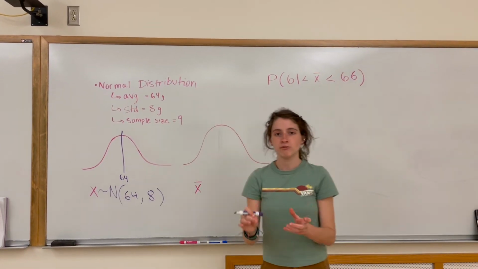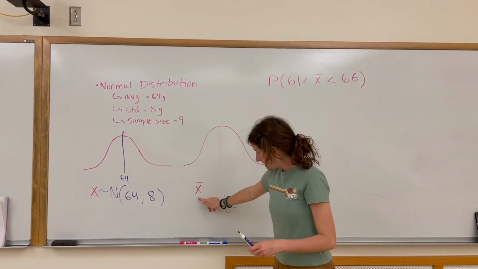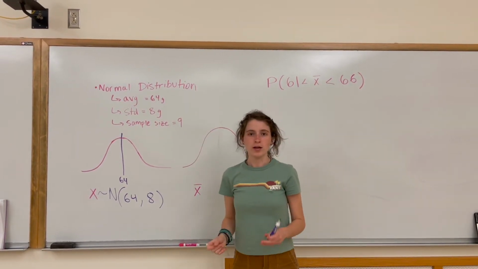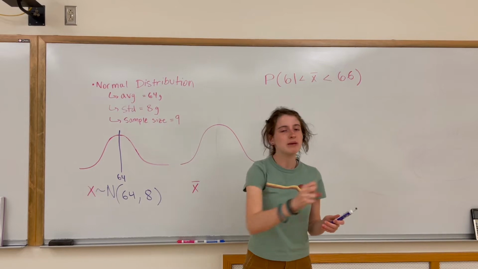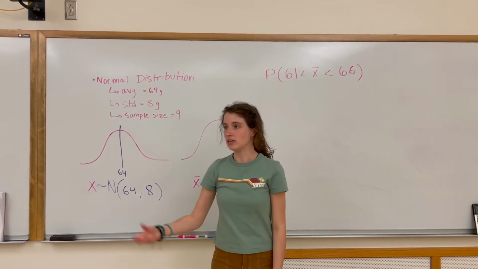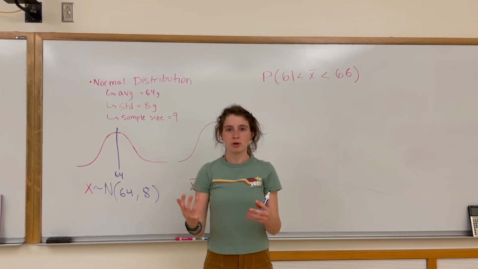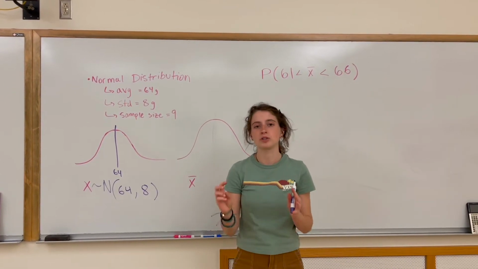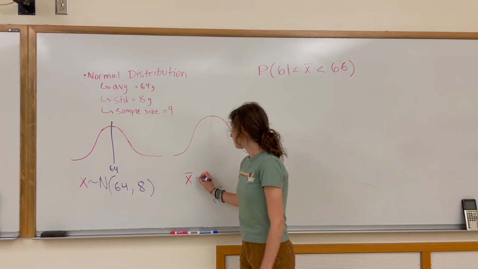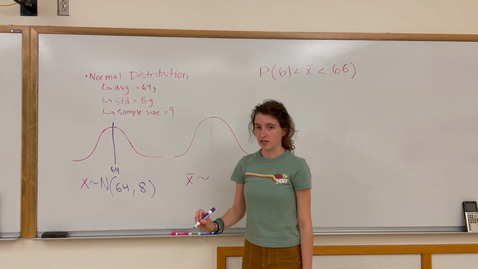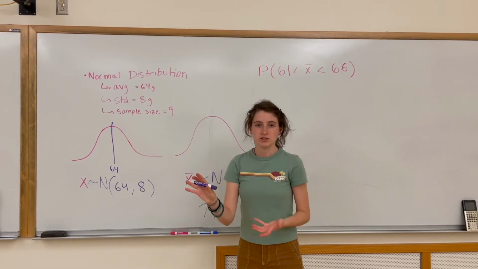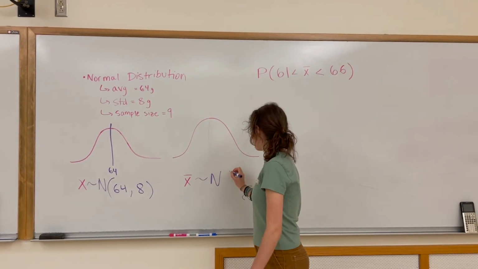This is a little bit confusing because this mean, this x bar, is variable. It's not always going to be 64, because you can take 9 people and the average could be 61. You take 9 people, the average could be 70. But the one big thing is that it's going to cluster around the true mean. So out of these 9 people, you're going to calculate a bunch of means, and as we know from the central limit theorem, all these means follow a normal distribution.